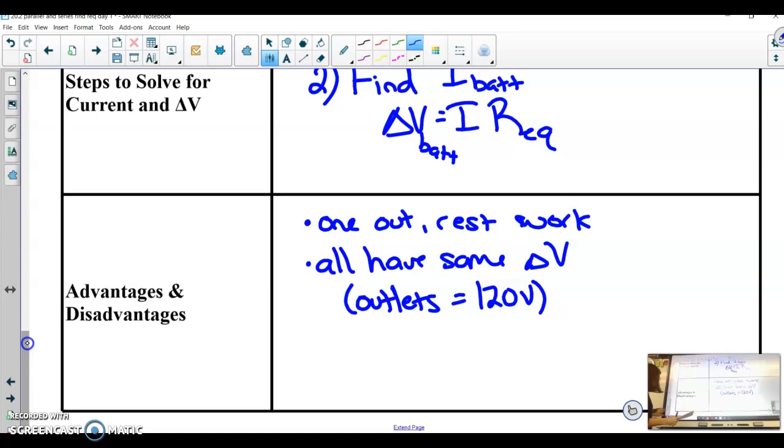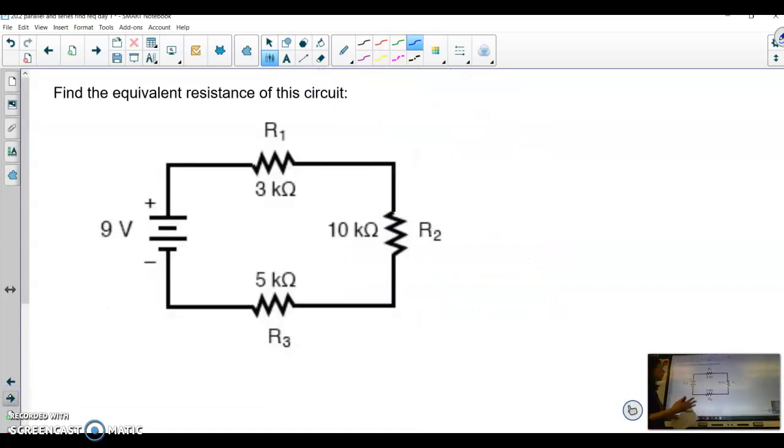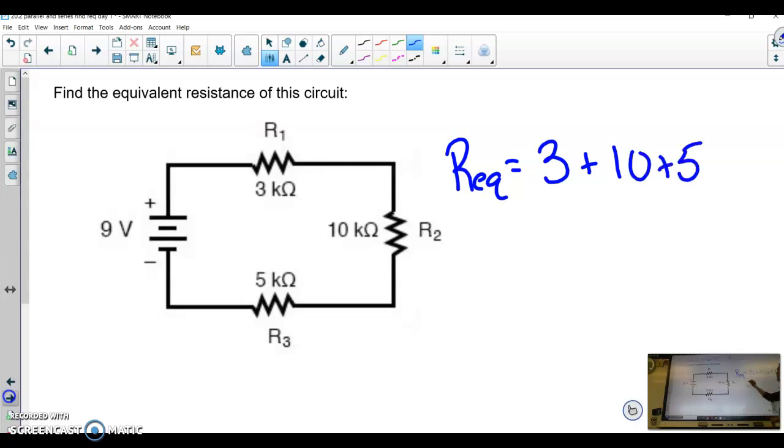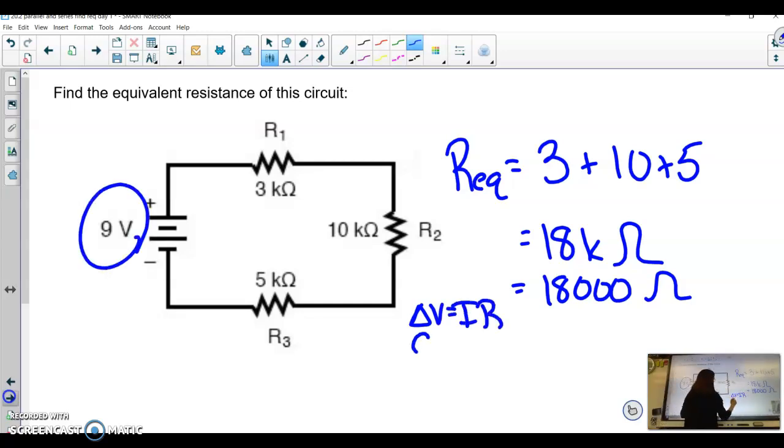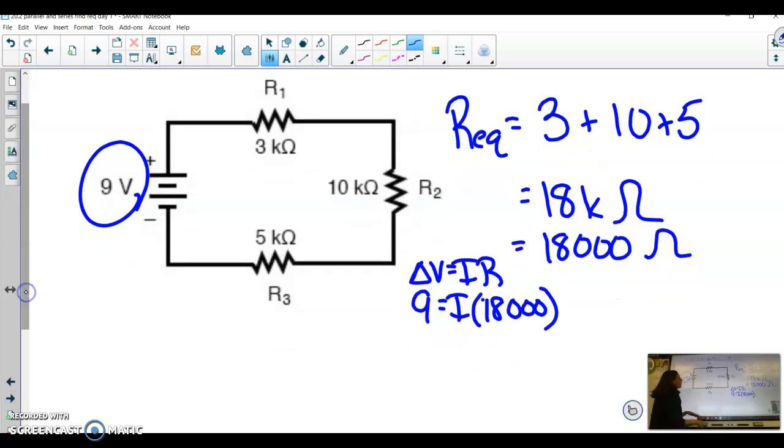Okay, so quickly, I'm just going to show you how to calculate equivalent resistance. When it's a series circuit, all you have to do is add the numbers together. So 3 plus 10 plus 5, that would be 18 kiloohms. So that would mean 18,000 ohms. So if I wanted to get the current in the battery, I would take the delta V of the battery and divide it by the equivalent resistance. I'm not going to take the time to do the math, but if I did 9 divided by 18,000, that would tell me how much current is flowing throughout this circuit.